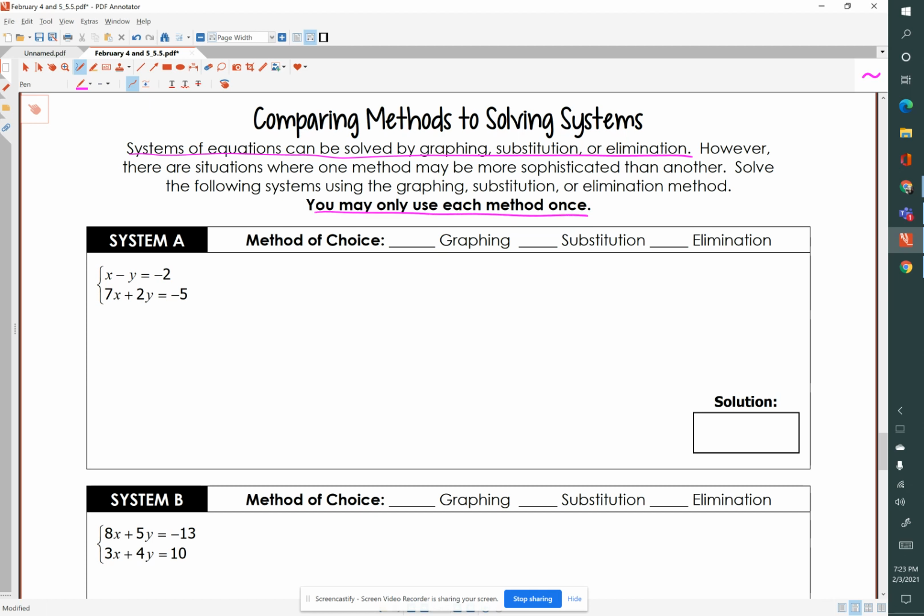So I look at the first choice and I see x minus y equals -2, and I see 7x plus 2y equals -5. Well, the first thing I notice is that I can solve this first equation for y. And when I do that, I will have y equals x minus 2.